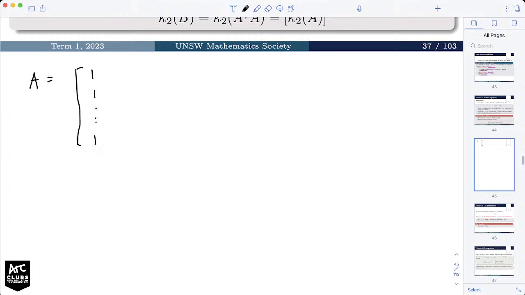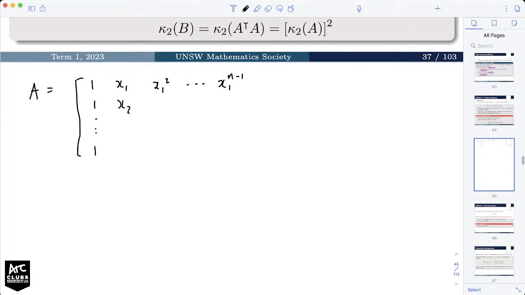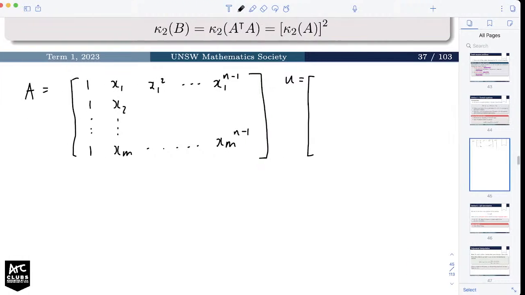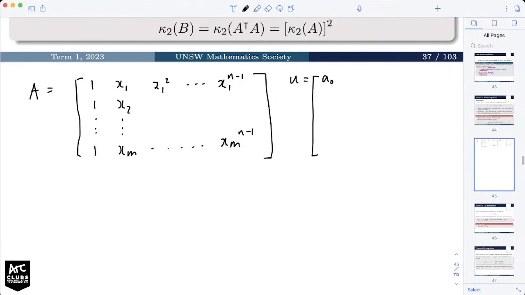1, 1, dot, dot, dot, 1. Over here is our x1, x1 squared, and so forth, all the way to x1 to the power of n minus 1, because we're dealing with an n by n matrix. Then this would just be x2 and so forth, xm, and over here is xm to the power of n minus 1. U is our column vector here of our coefficients. So A0, A1, all the way down to A(n minus 1). And then we have Y.